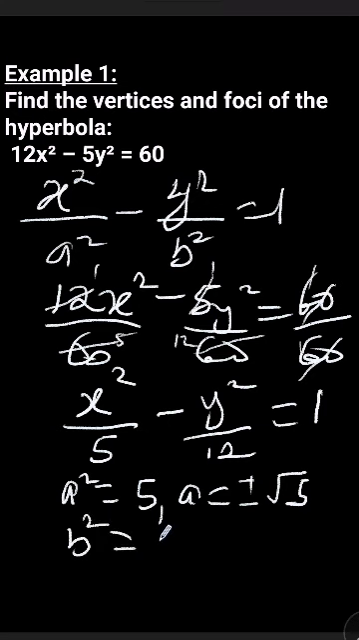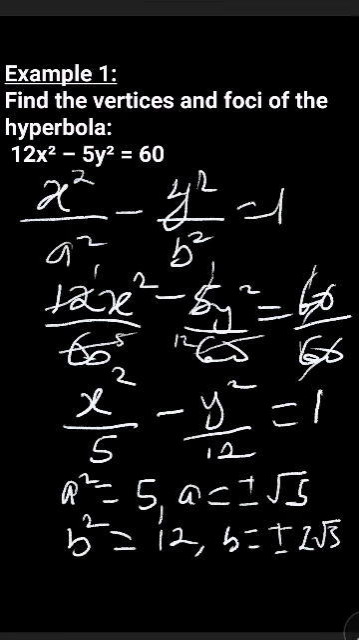b squared equals 12, which means b equals plus or minus the root of 12, and you can simplify further by saying 4 times 3 is 12. The root of 4 is 2, which will no longer be under the square root, so that will be 2 root 3 for the value of b.